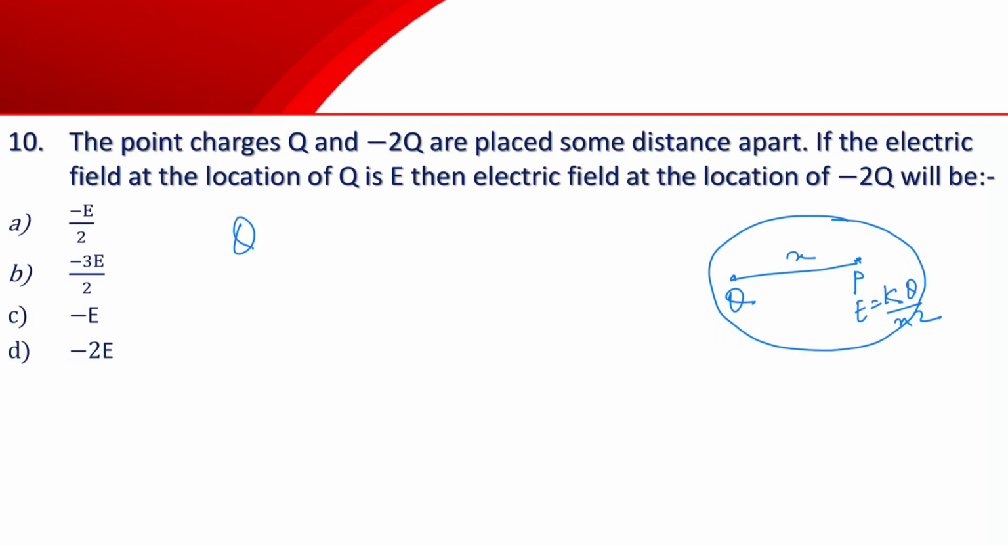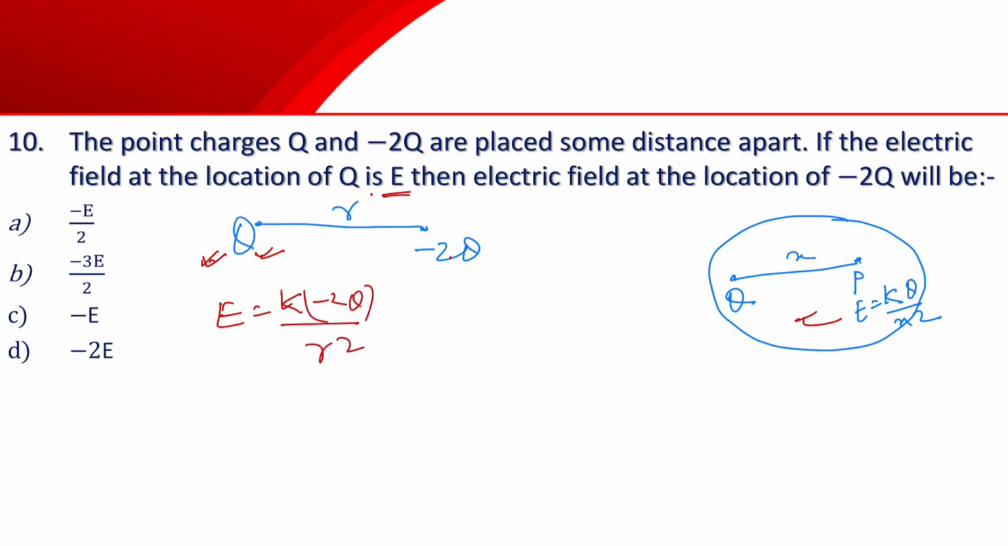Similarly, if you apply that here, one charge is q, another charge is minus 2q, let this charge be here, this charge here, and the distance is r. Then if you find the electric field at q, it will be due to the minus 2q charge. It is given that the electric field at the location of q is E. So let us write E equals k minus 2q upon r square.